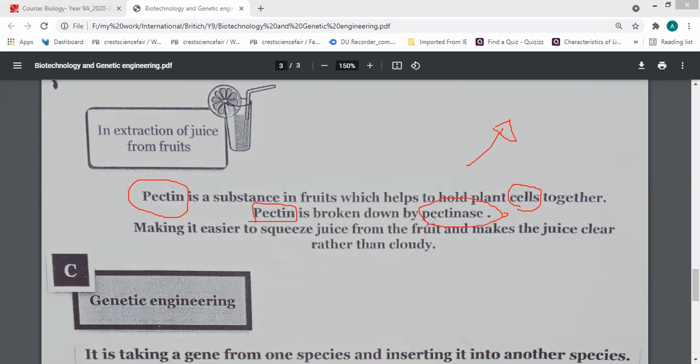But this enzyme, pectinase, is not inside the human. The pectinase enzyme makes extraction of juice from fruits easier for squeezing the juice from the fruit.